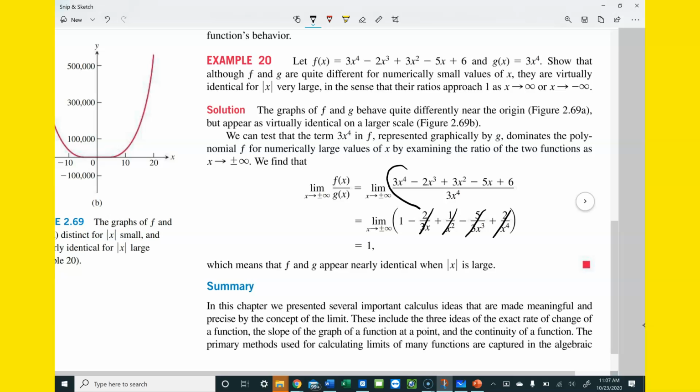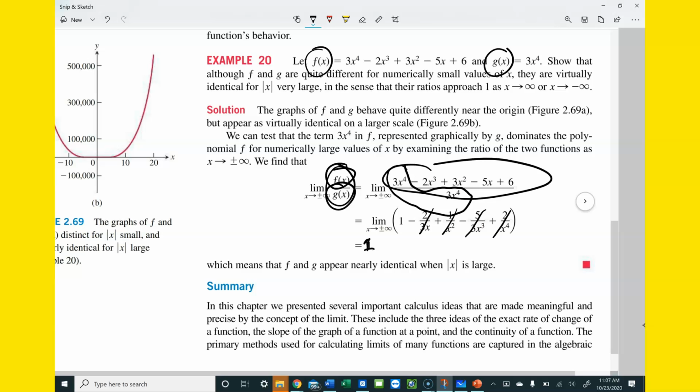So the ratio of f of x over g of x goes to 1, which means that the whole f of x and the whole g of x are becoming the same thing if x gets large enough. So f of x acts just like g of x for large values of x, or in other words, as x approaches infinity.